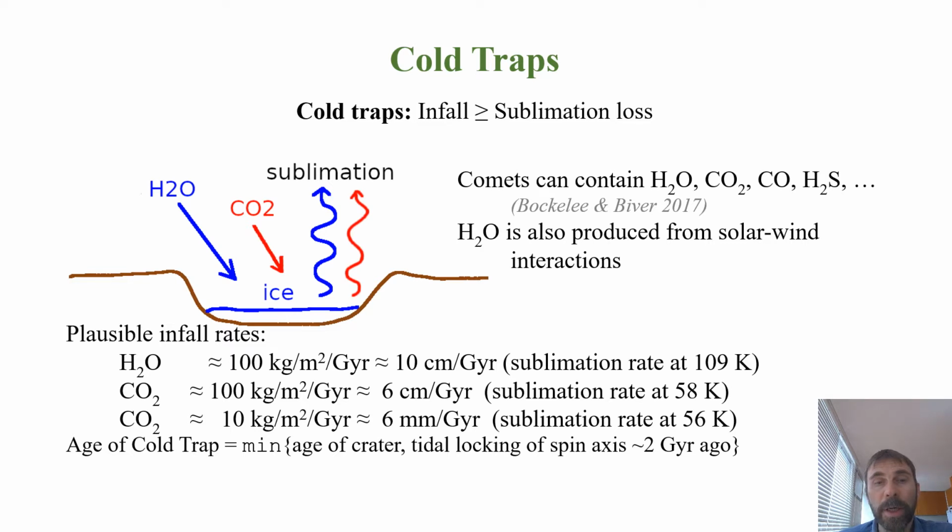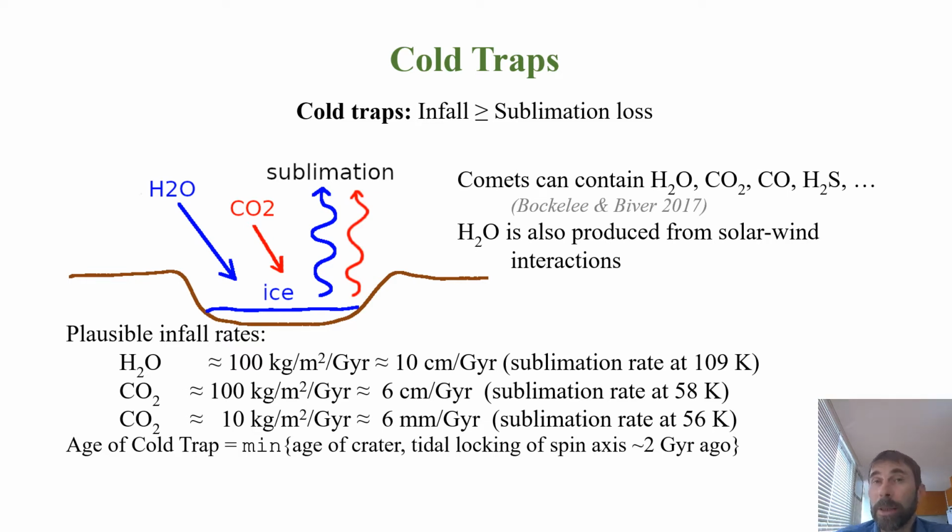Now, for CO2, plausible delivery rates might also be 100 or 10 kilograms per square meter per gigayear, and the density of solid CO2 is 1.7 grams per cubic centimeter. So, 10 kilograms per square meter per gigayear, that's 6 millimeters of CO2 ice in a billion years, and that is a sublimation rate at 56 Kelvin. So a 2 Kelvin temperature difference is an order of magnitude difference in the sublimation rate of CO2.